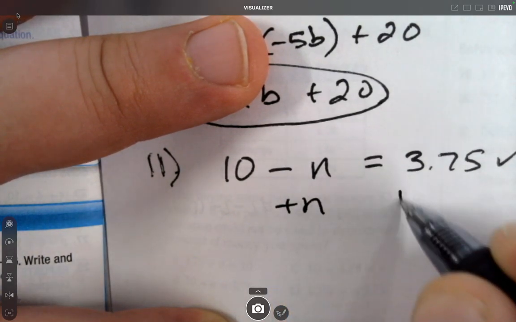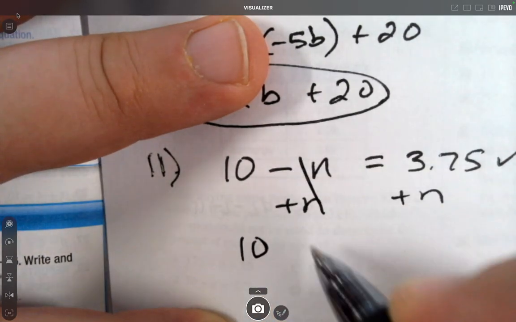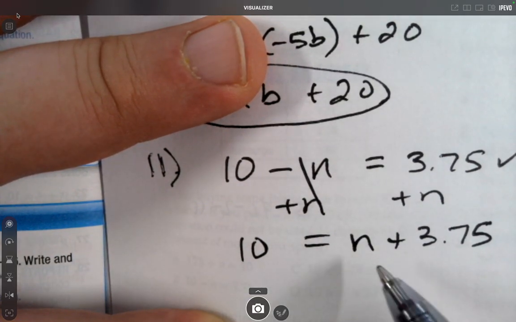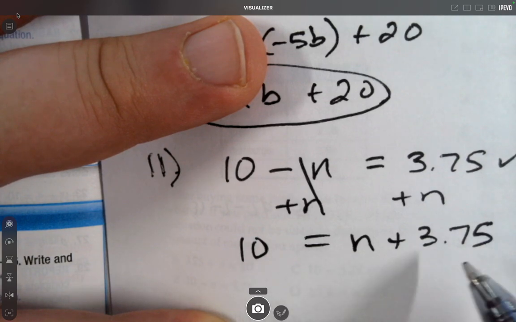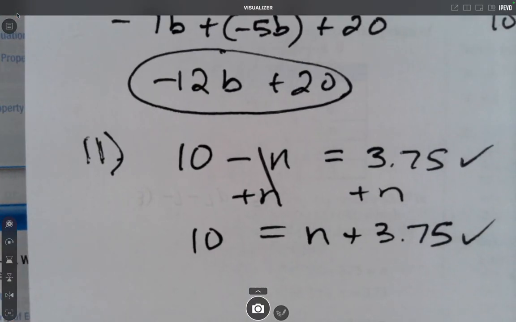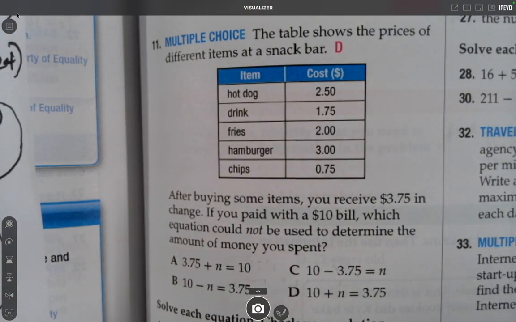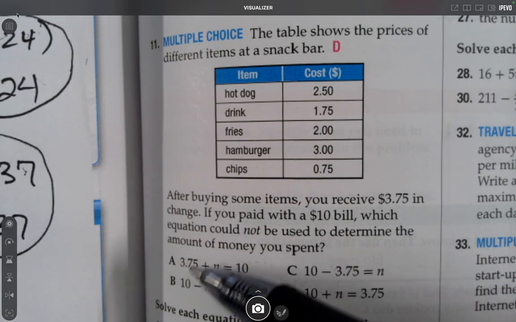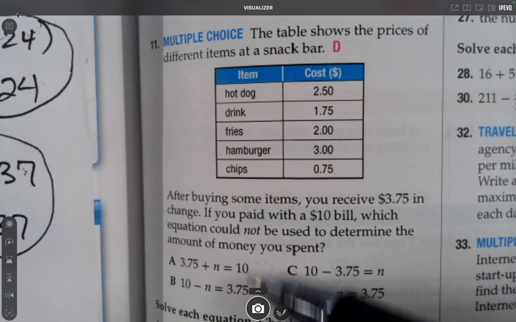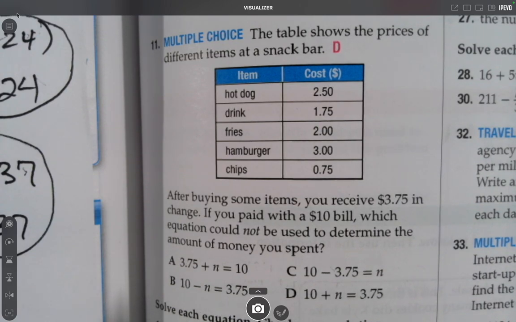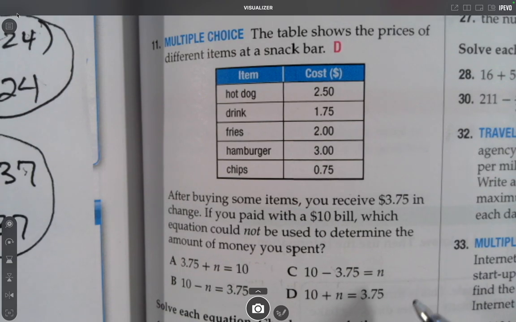Now we could also add the n over to this side and say 10 equals n plus 3.75. Because the amount of money we spent plus 3.75, our change, equals the $10 we gave them. So that'd be another way. So let's take those two and look at the answers and see what we get. Okay, so this looks like the second equation I said, n plus 3.75. They just did the opposite order, but it's the same thing. B looks like the first one I wrote, $10 minus the amount we spent equals 3.75. That works. Okay, let's go back and see if we can make this one work. 10 minus 3.75 equals n.